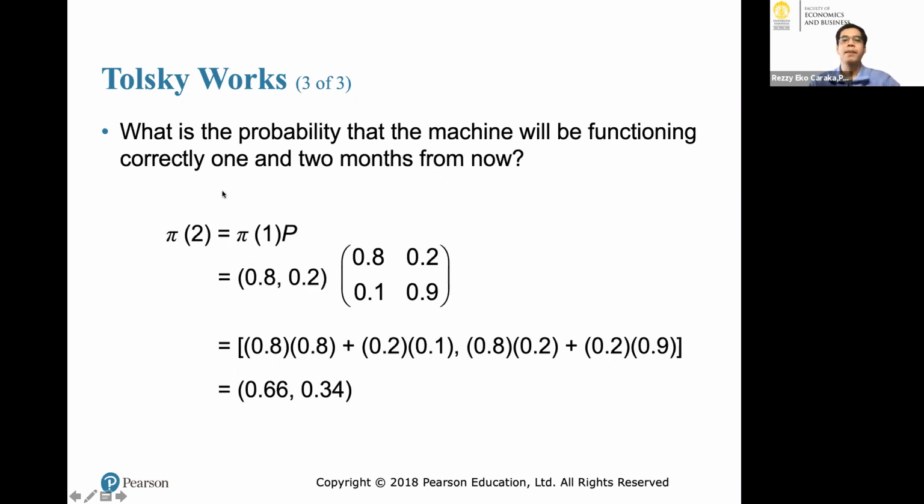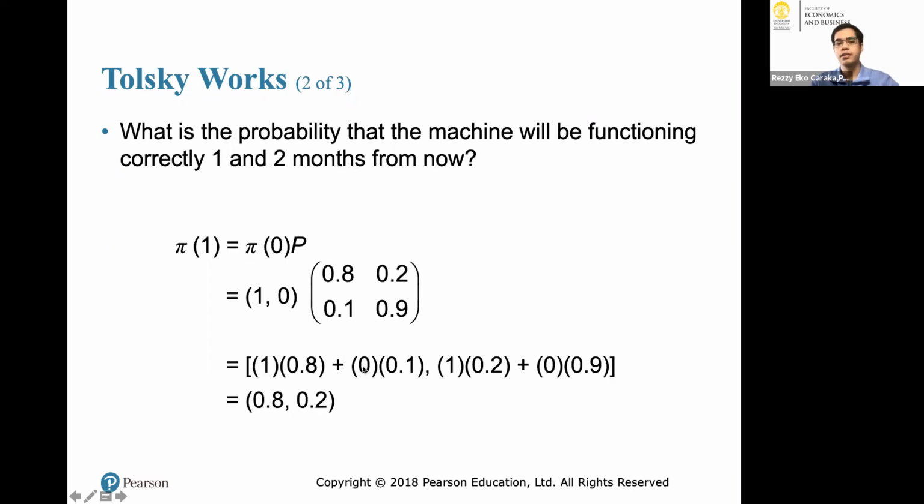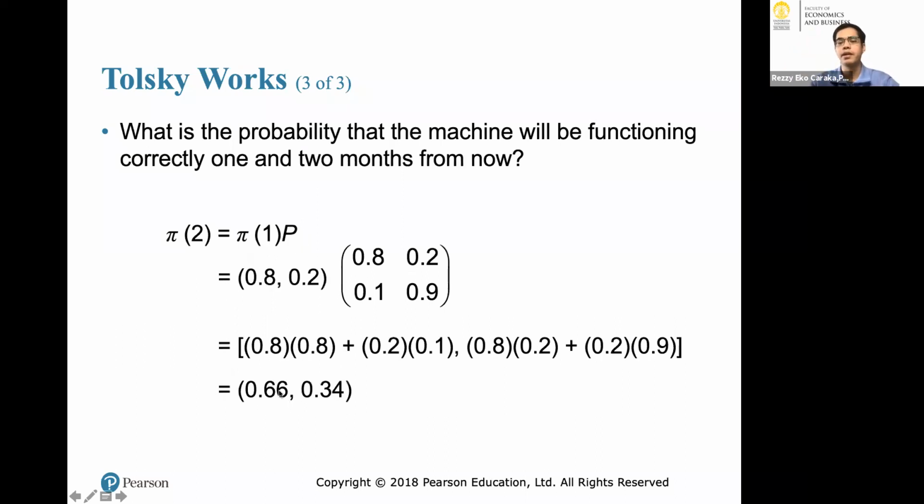It's quite easy. Another question: what is the probability that the machine will be functioning correctly two months from now? This is our state condition, and we want to analyze the next step. We put in the information of P1, 0.8 and 0.2, and analyze it step by step. So we can get this probability: the machine will be functioning correctly two months from now. The information is 0.66 and 0.34. So this is our last probability transition.